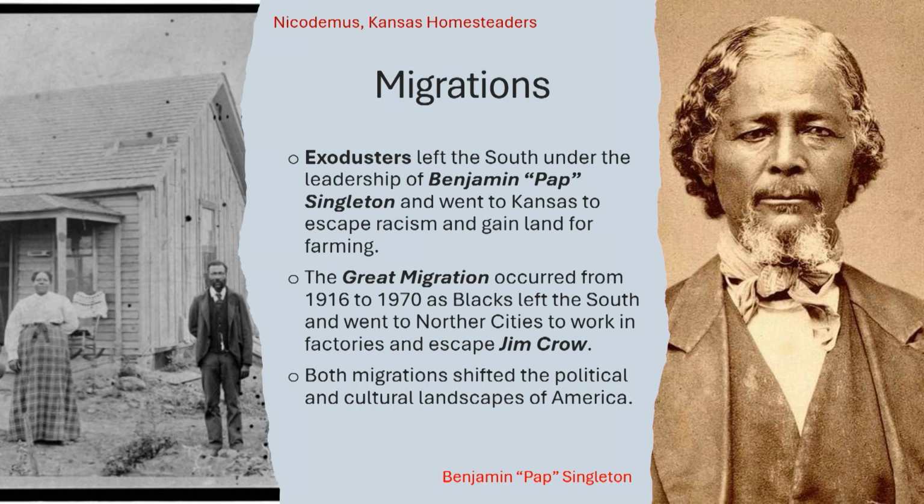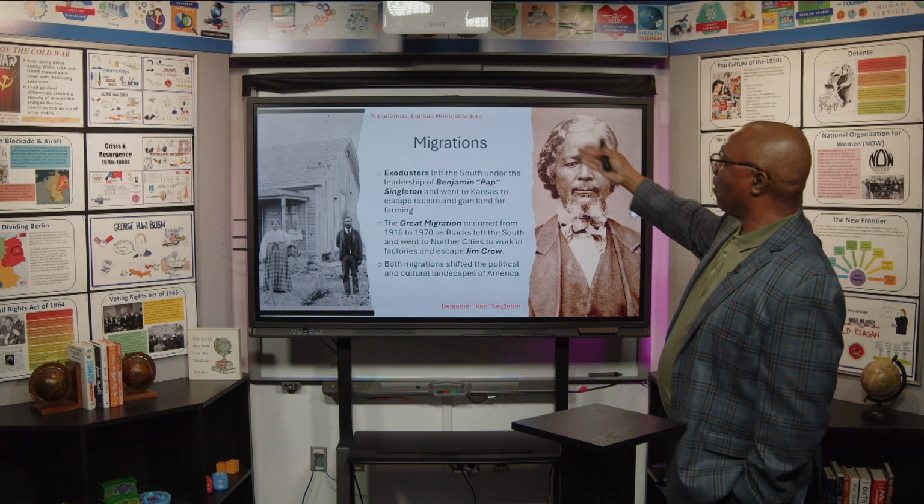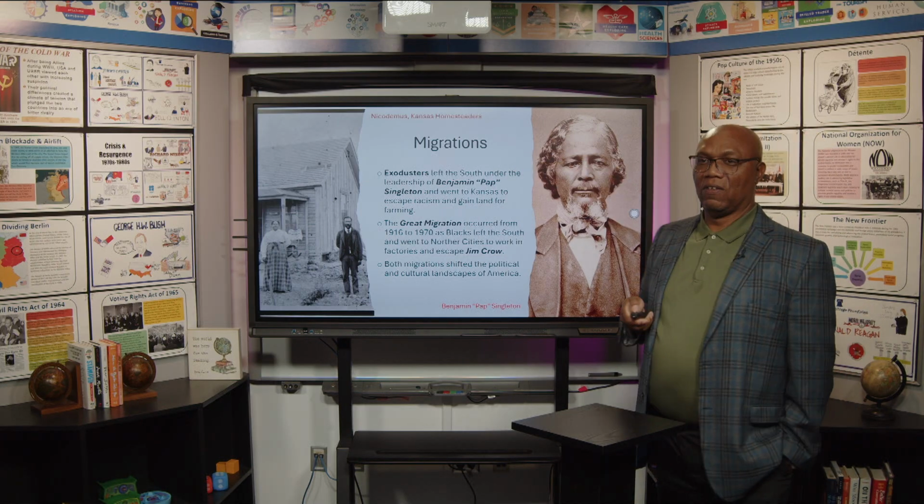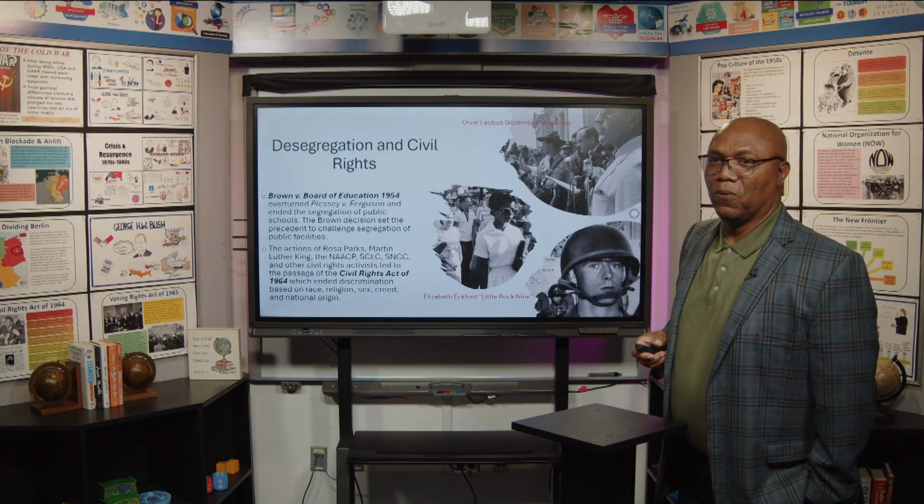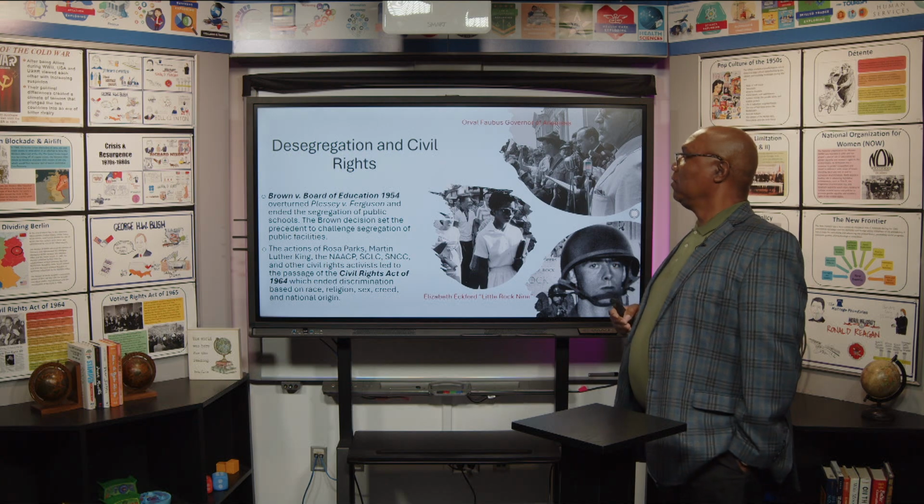Migrations. Exodusters left the South under the leadership of Benjamin Pap Singleton and went to Kansas to escape racism and gain land for farming after the Civil War. The Great Migration occurred from 1916 to 1970 as blacks left the South and went to the northern cities to work in factories and escape Jim Crow. Both migrations shifted the political and cultural landscapes of America. On the right, you see Benjamin Pap Singleton and one of the homes in Nicodemus, Kansas, where a lot of the Exodusters, of course, went to. All right, desegregation and civil rights.